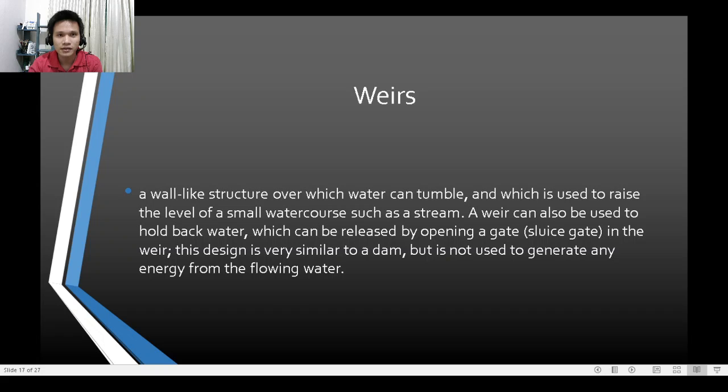So weirs, a wall-like structure over which water can tumble and which is used to raise the level of small water course such as a stream. A weir can also be used to hold back water, which can be released by opening a sluice gate in the weir. This design is very similar to a dam, but is not used to generate any energy from the flowing water.